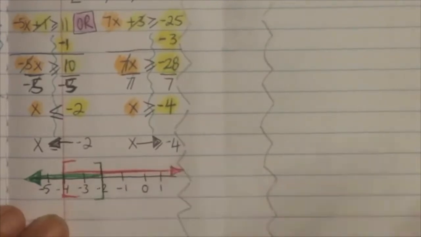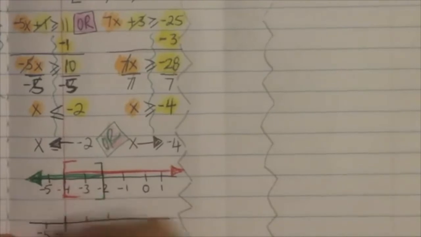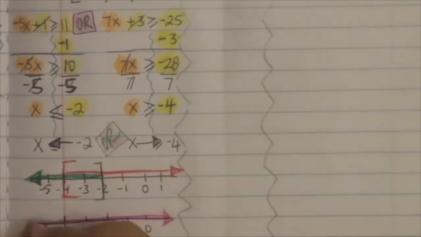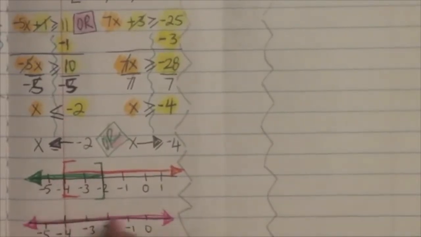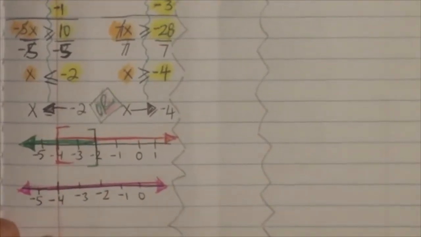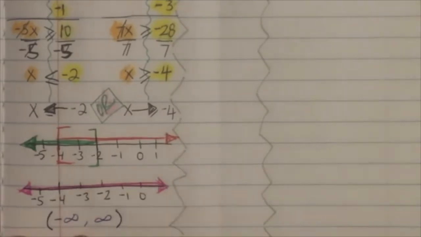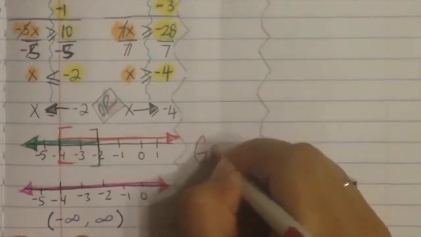Alright, now, because it says or, x is less than or equal to negative 2, or x is greater than or equal to negative 4. It's not just the intersection, it's everything. So you can see in this case, it's really all the numbers on the number line. So from negative infinity to infinity, because x is any number less than or equal to negative 2, x is any number greater than or equal to negative 4. So my set notation is going to be open parentheses, negative infinity to positive infinity.